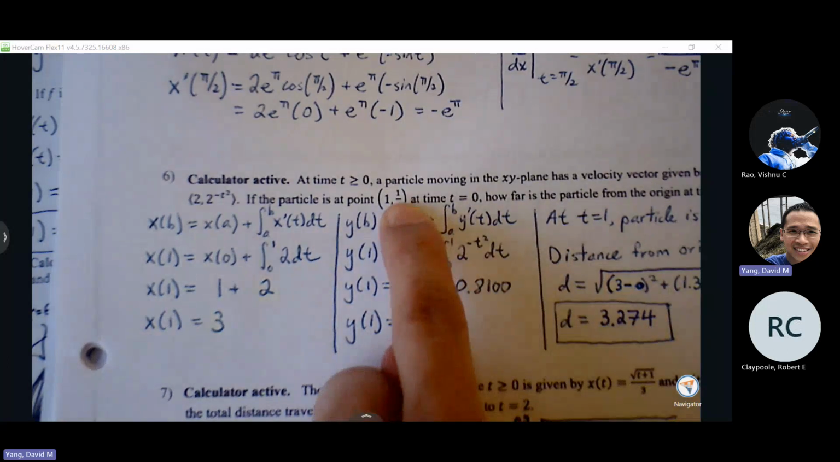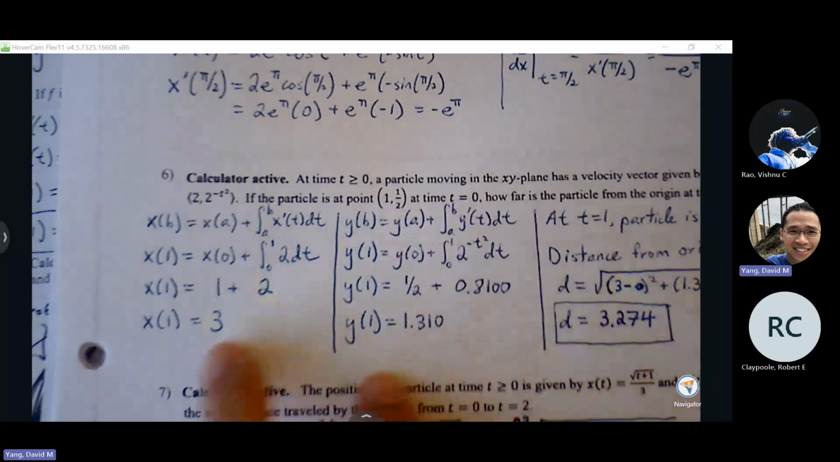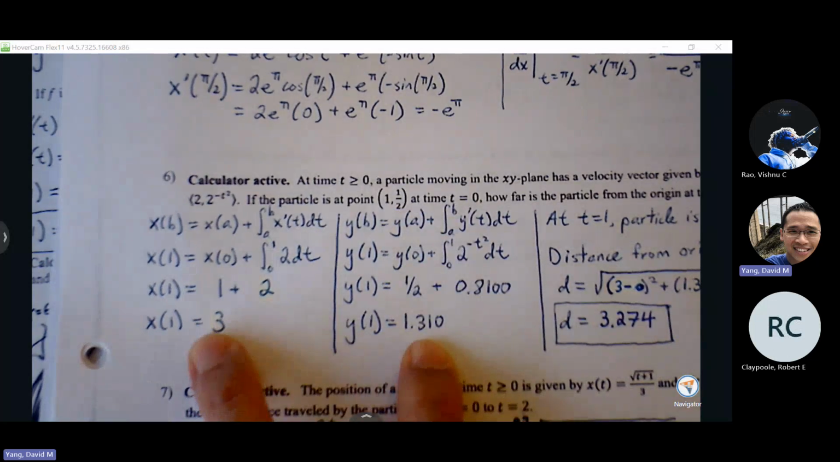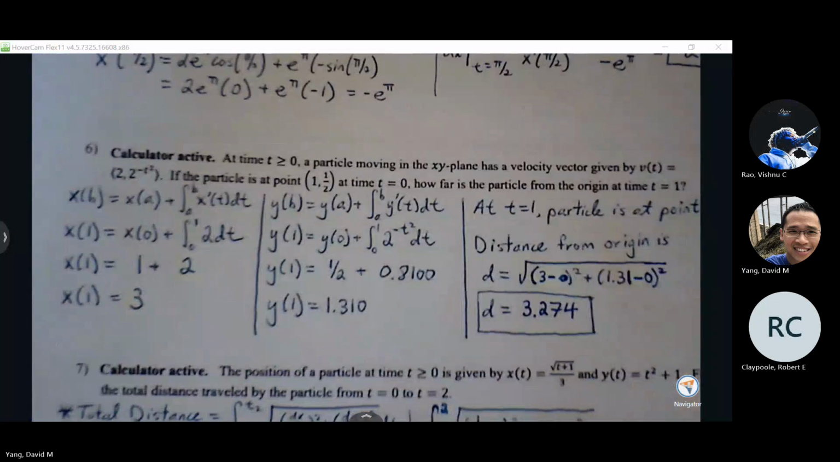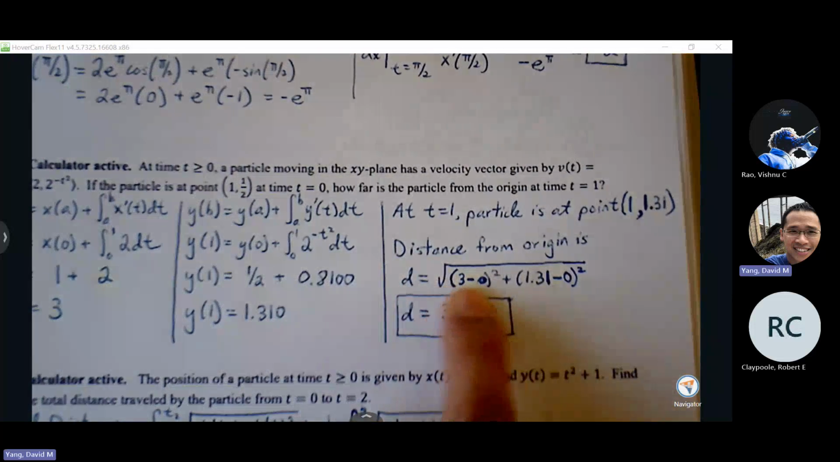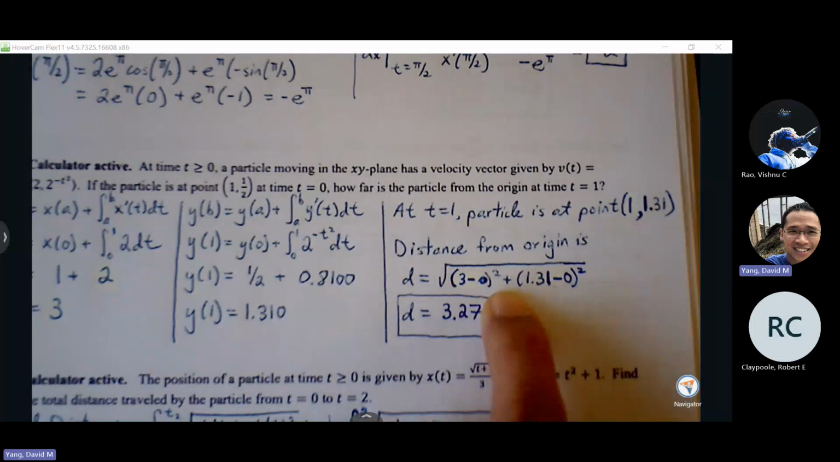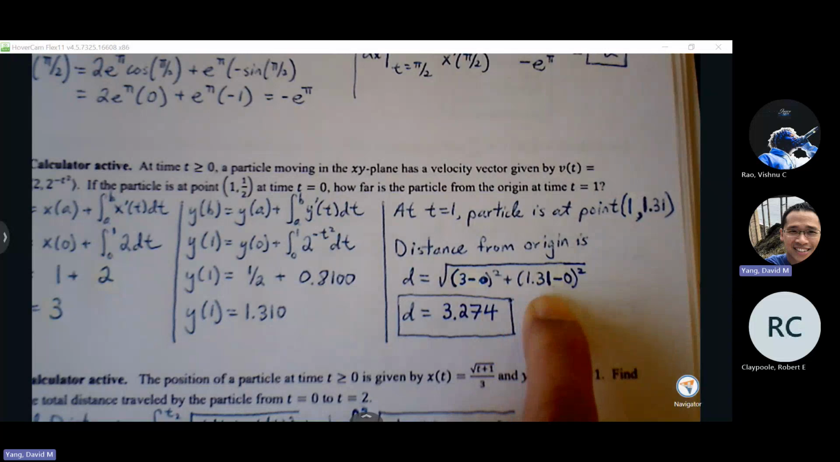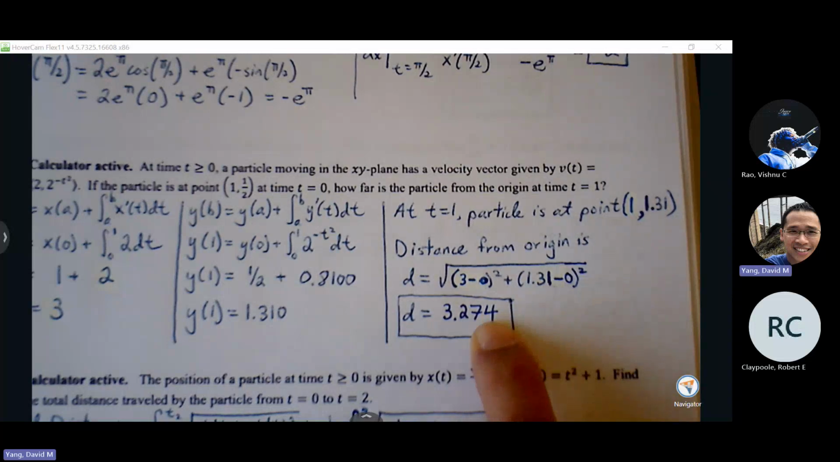So if we start at 1/2 and we end at 1.3, they just want to know how far this is from the origin. So we just have to do the distance formula comparing this with the origin. So my distance from the origin is x of 2 minus x of 1 squared plus y sub 2 minus y sub 1 squared, and then distance formula.